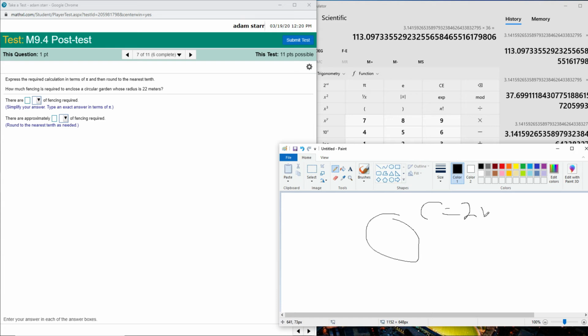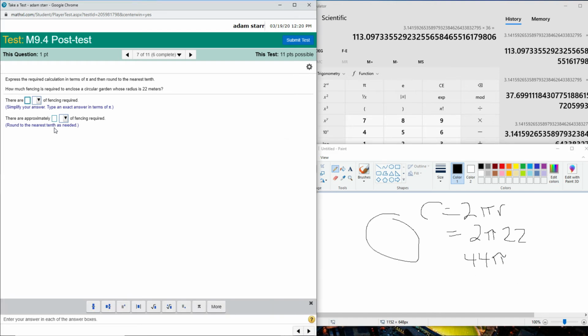Again, the circumference formula is 2 pi r. It's giving me what the radius is in the question. I'm going to leave it in terms of pi because that's what it wants here in the first one. And 22 is my radius. Just like the last problem, you can multiply the 2 and the 22. So for me, my circumference will be 44 pi meters. Okay, because it's just the circumference.